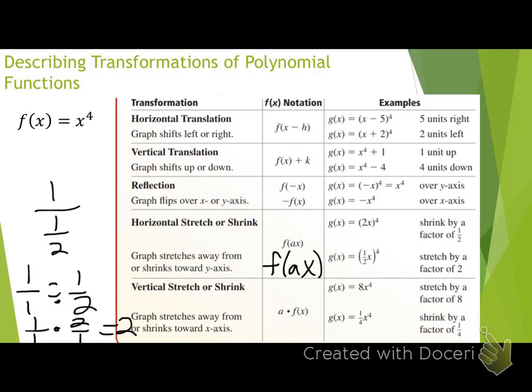Now, when I have vertical stretches and shrinks, it's just by a factor of a. So if I have g of x equals 8 times x to the 4th, what's my a value? 8. So it's a stretch by a factor of 8. G of x equals 1/4 x to the 4th, my a value is 1/4, because it's being multiplied by the function. That's a shrink by a factor of 1/4. Okay?